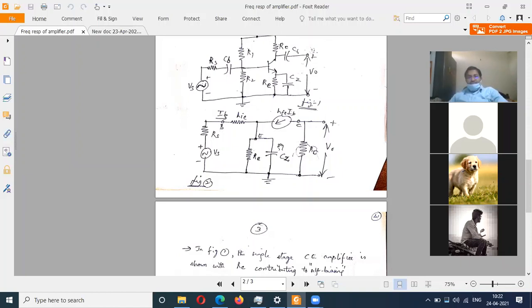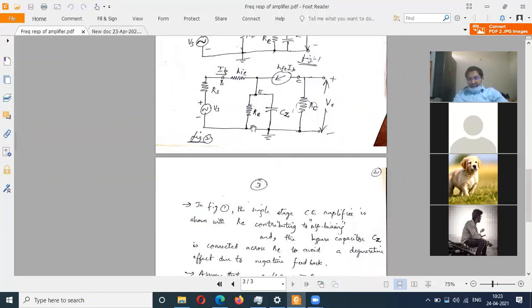So this is RE, and this is minus J by omega CZ. You might have studied this in intermediate, the impedance offered by a capacitor: minus J by omega CZ, or 1 by J omega CZ. I will take minus J by omega CZ. So the equivalent is RE into minus J by omega CZ, divided by RE plus minus J by omega CZ.